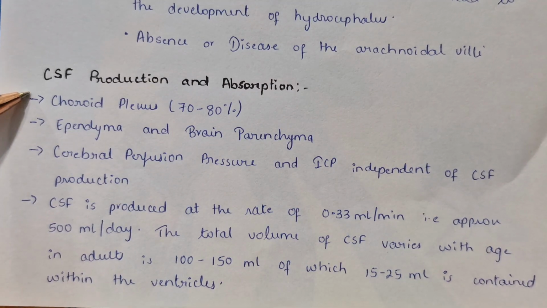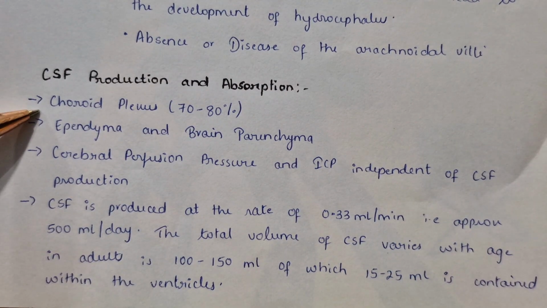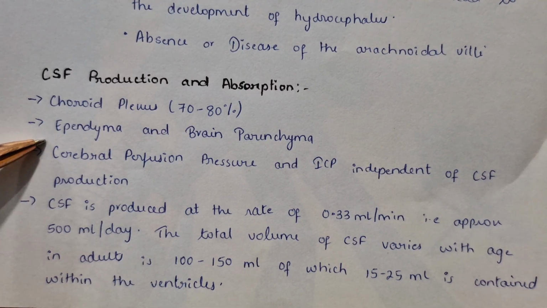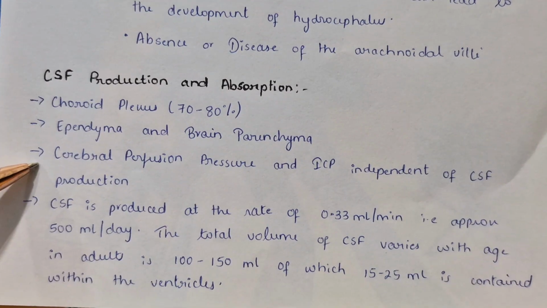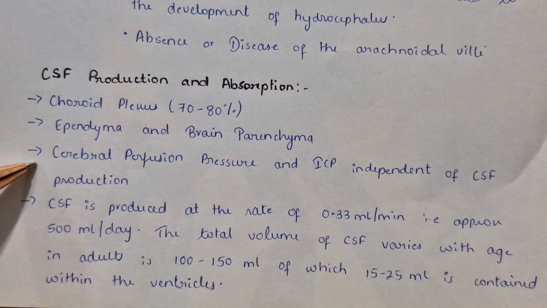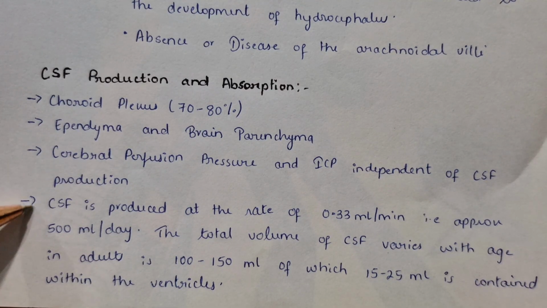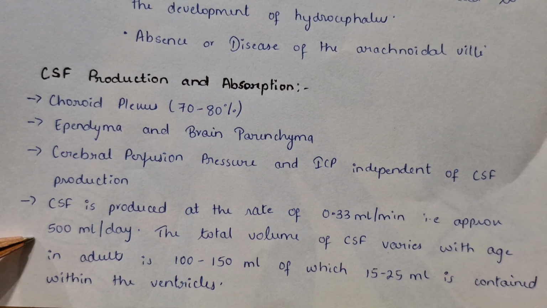CSF production and absorption. The choroid plexus produces 70 to 80% of CSF. Then we have the ependyma and the brain parenchyma. Cerebral perfusion pressure and intracranial pressure are independent of CSF production. CSF is produced at the rate of 0.33 ml per minute, that is approximately 500 ml per day.